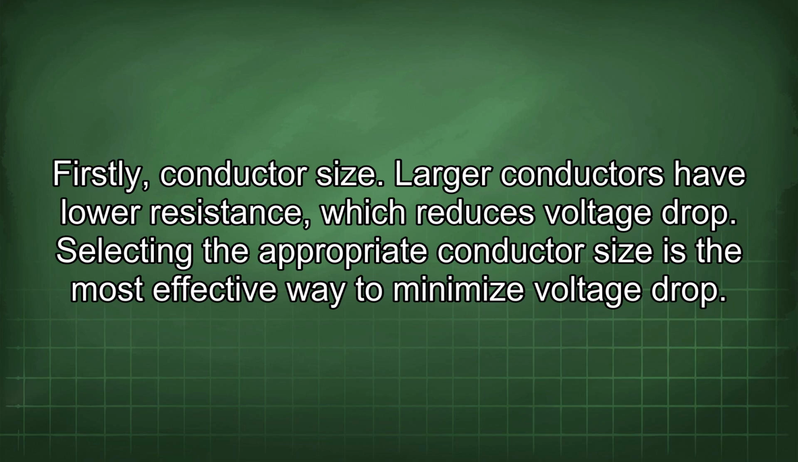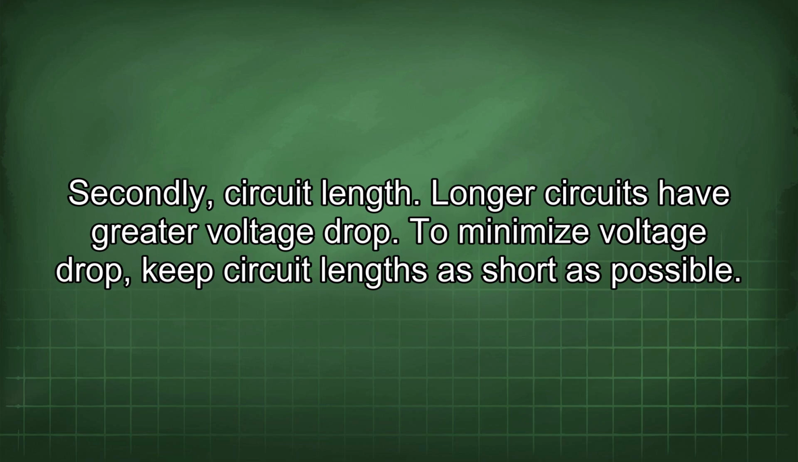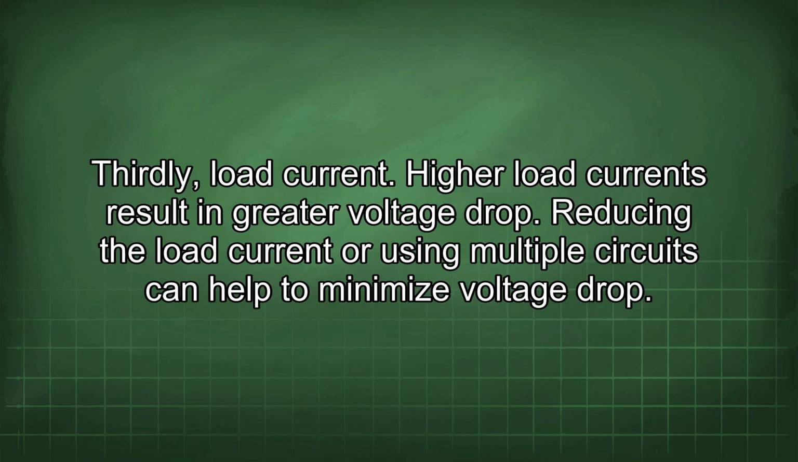Firstly, conductor size. Larger conductors have lower resistance, which reduces voltage drop. Selecting the appropriate conductor size is the most effective way to minimize voltage drop. Secondly, circuit length. Longer circuits have greater voltage drop. To minimize voltage drop, keep circuit lengths as short as possible. Thirdly, load current. Higher load currents result in greater voltage drop.